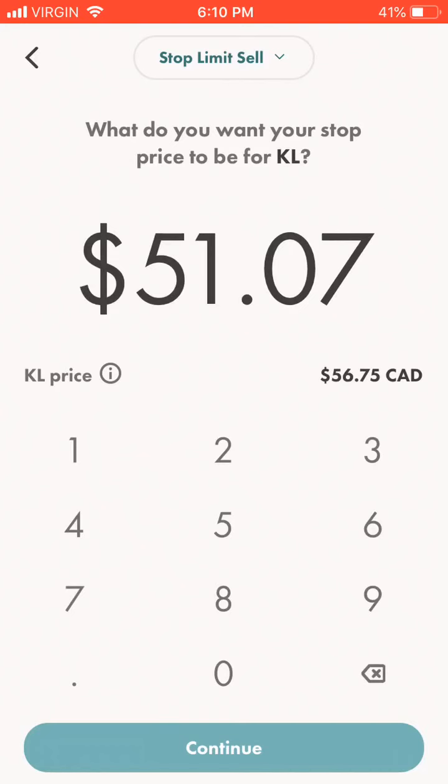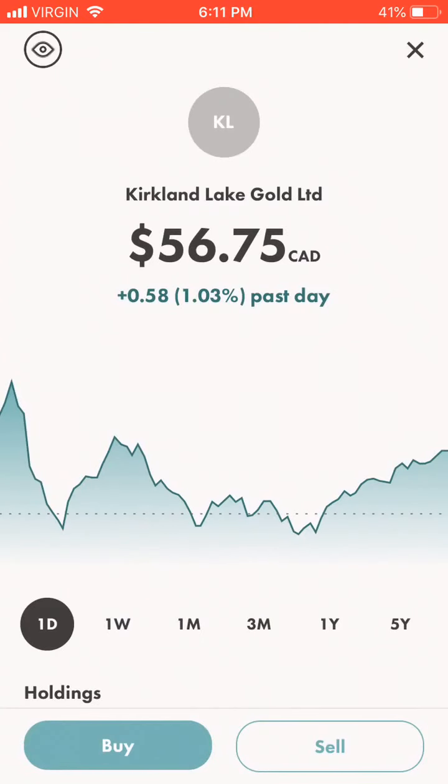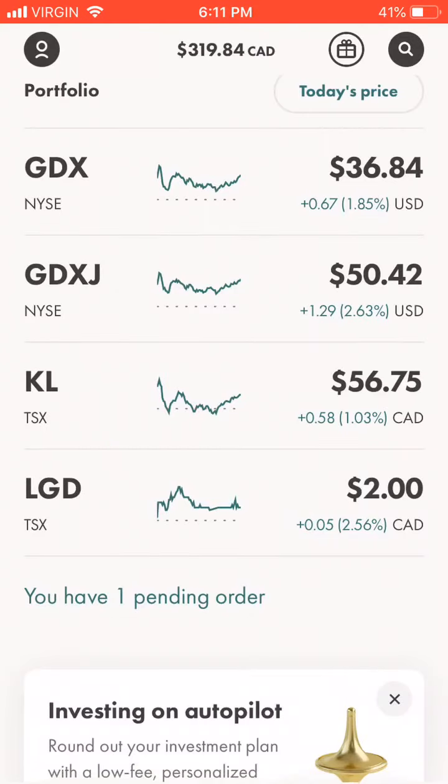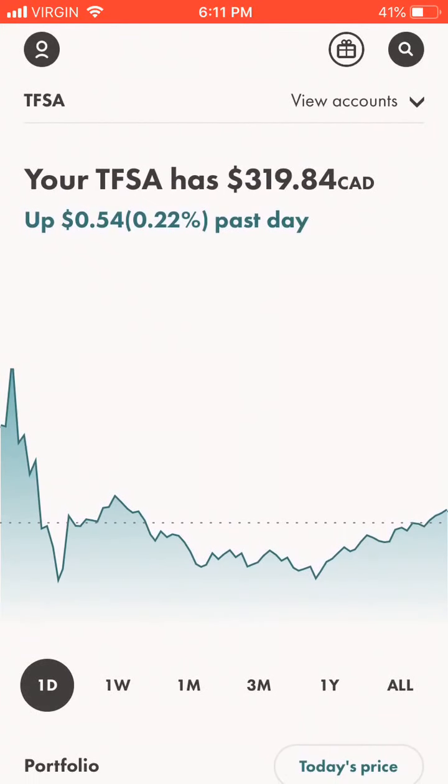That's how some people do it, but it's really up to you how much. Again, the stop limit sell is really to cut your losses short. Personally, I didn't really do it that much, but it's kind of nice to know. So that's how you do the market sell, limit sell, and stop limit sell.